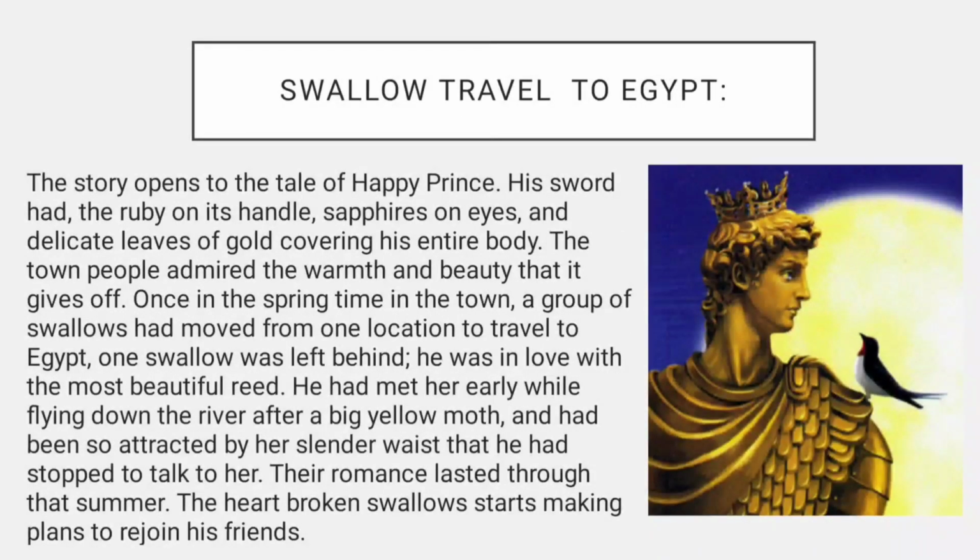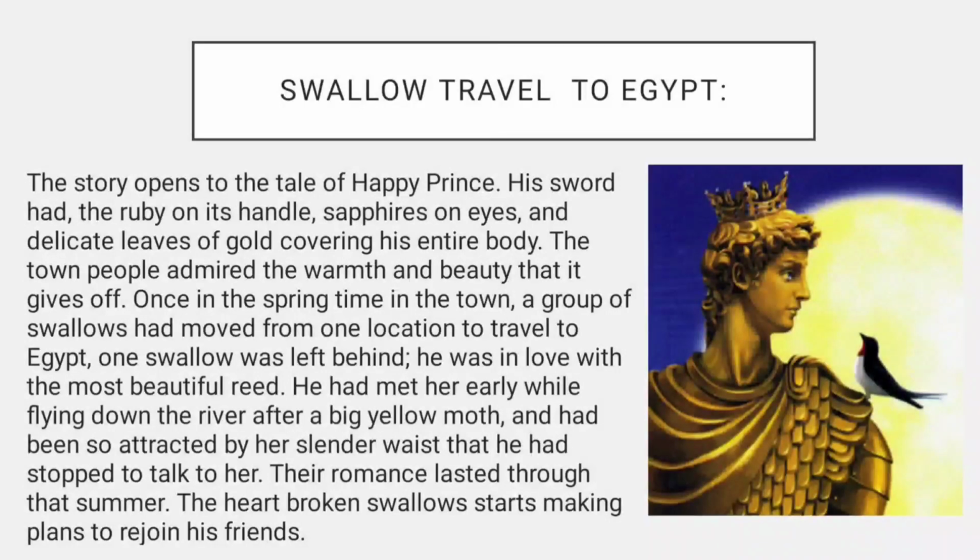Now, first of all, the swallow travels to Egypt. The story opens with the tale of the Happy Prince. His sword had a ruby on its handle, and sapphires for eyes. It means it was completely loaded with precious metals like gold and diamonds, and delicate leaves of gold covering the entire body. The town people admired the warmth and beauty of the statue.